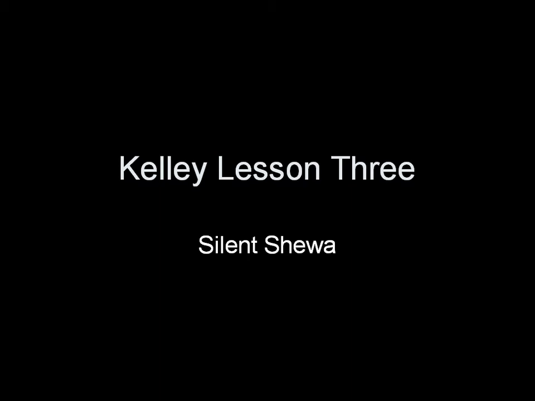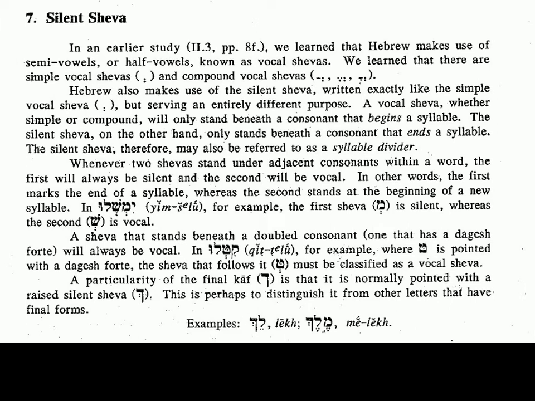The final section in Kelley Lesson 3 has to do with the silent schwa. You can see it there, paragraph 7 has to do with the silent schwa. Now we're already familiar with schwa. It's our semi-vowel or half vowel, and it gets half the time of a full vowel. And we've seen that there are a simple vocal schwa and then these compound vocal schwas. And they're identical in that they all get very, very short airtime.